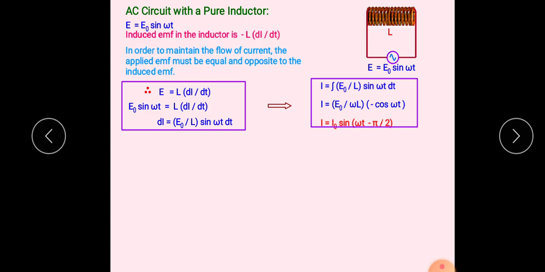Where I naught equals E naught by omega L, and XL is omega L, equal to E naught upon I naught. XL is known as inductive reactance and its SI unit is ohm.